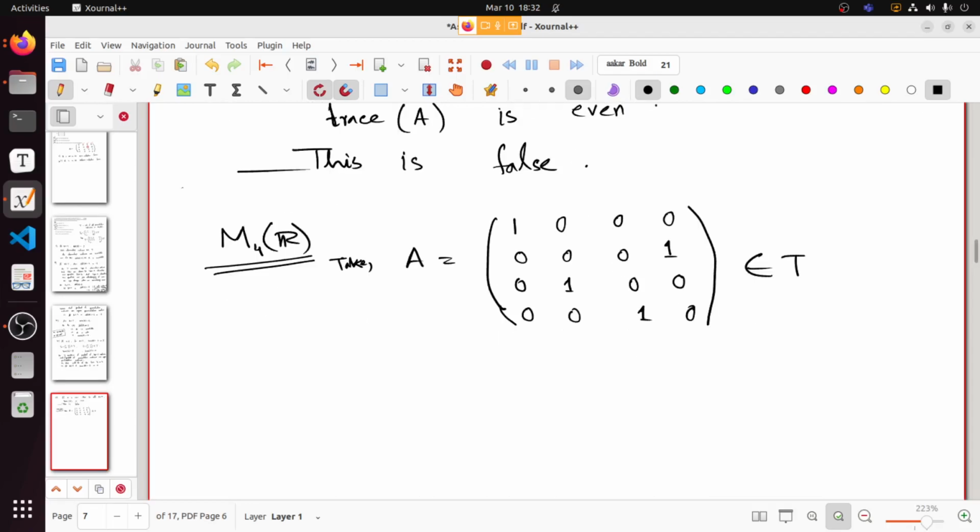And now what will be the trace of A? Trace of A is the sum of the diagonal entries. So what are the diagonal entries? So these are the diagonal, right? So this is 1, trace of A is 1, right? So here n is even, but the trace is odd.